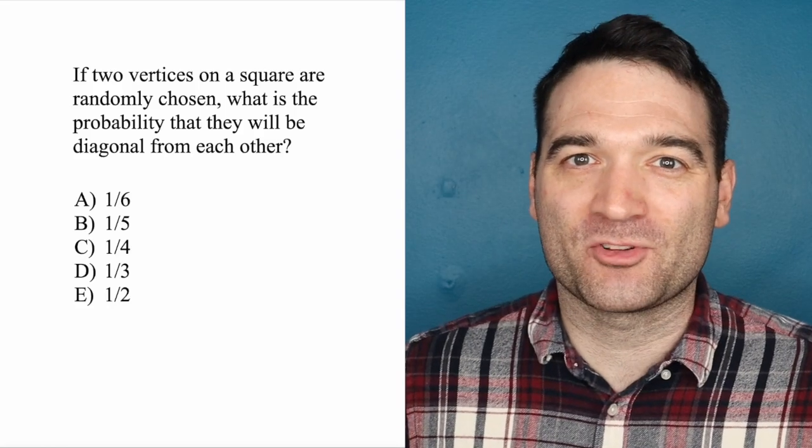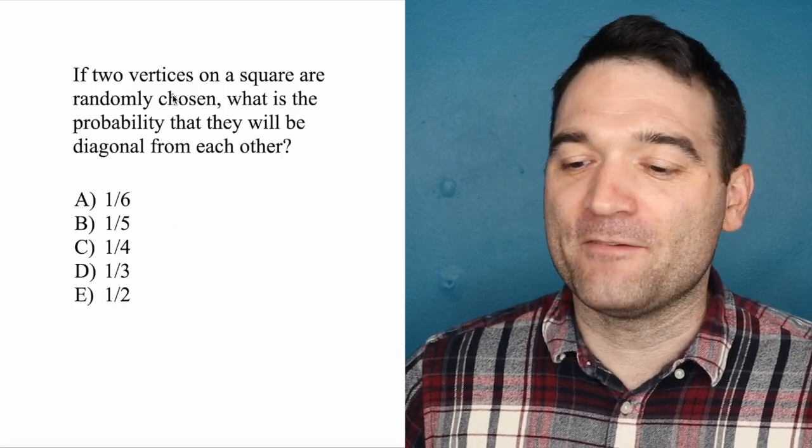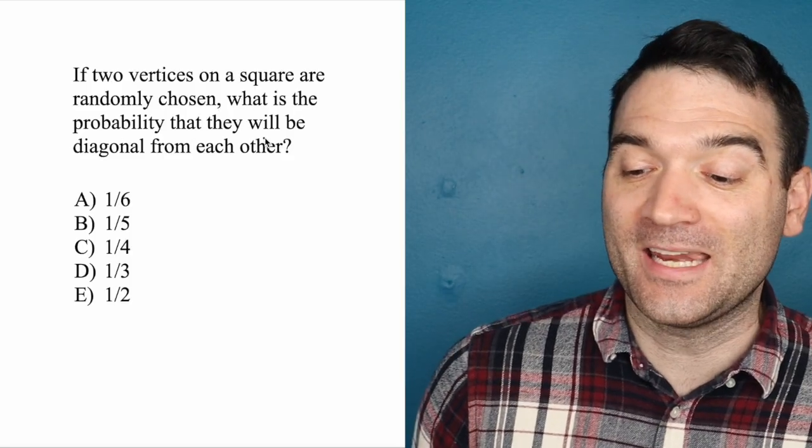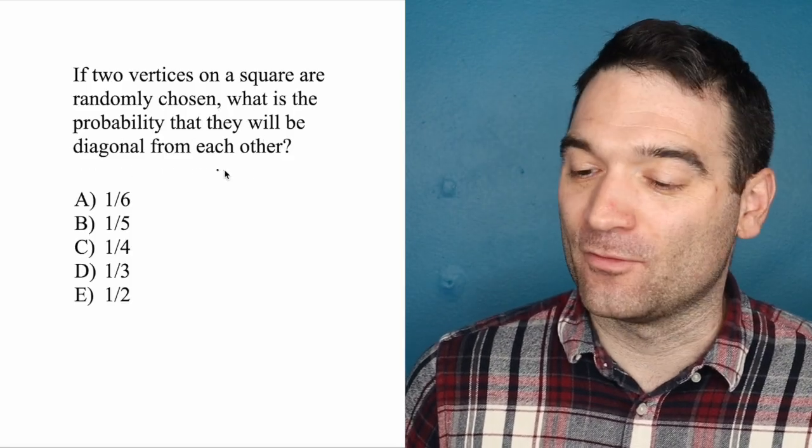Here's a GRE geometry question. Let's take a look. If two vertices on a square are randomly chosen, what is the probability that they will be diagonal from each other?